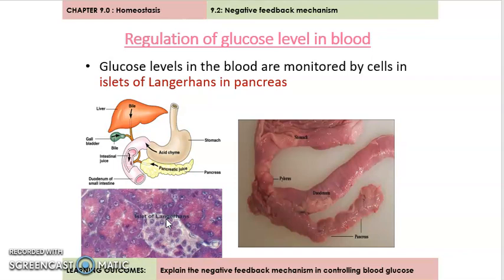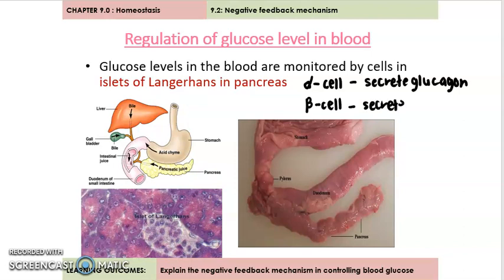The cells of the islet of Langerhans are of two types. The first one we call alpha cell. The second one is beta cell. The alpha cell of the islet of Langerhans secretes glucagon. Glucagon is a hormone. And then the beta cell secretes insulin.